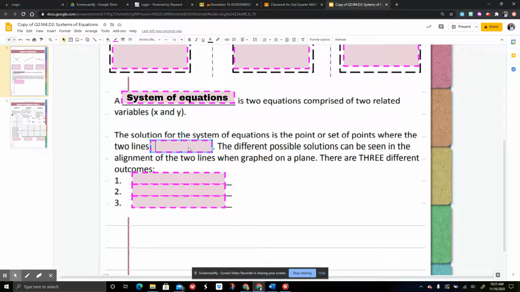The solution for the system of equations is the point or set of points where the two lines intersect. The different possible solutions can be seen in the alignment of the two lines when graphed on a plane. There are three different outcomes: one solution, infinite solutions, and no solutions.